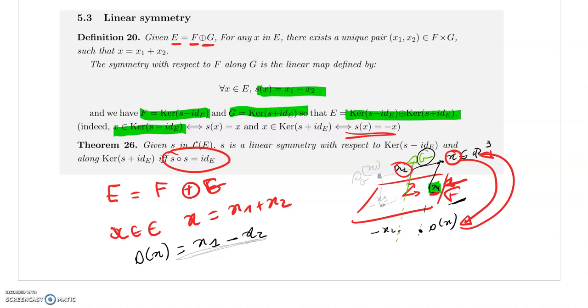So finally, practically, if you have a linear map that is represented by a matrix and you want to know whether it is a linear symmetry, you just have to take the square of the map, and if it's equal to the identity, then you know you have a linear symmetry. And then if you want to find the important spaces, the spaces F and G of this symmetry, you have to find the corresponding kernels of S, your map minus the identity, and your map plus the identity. Okay.